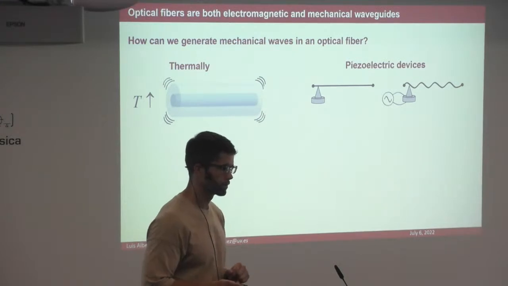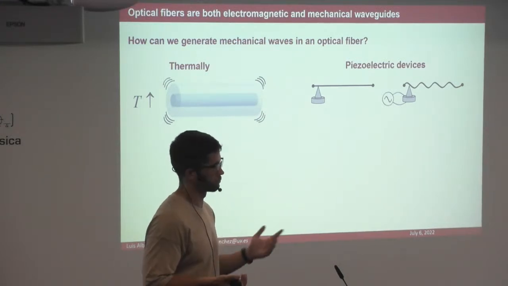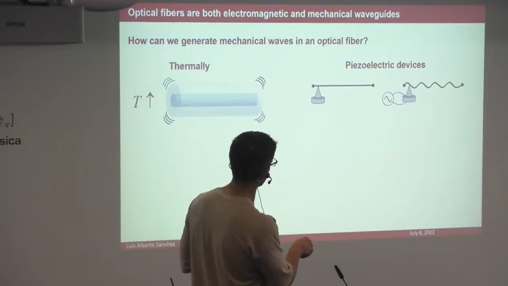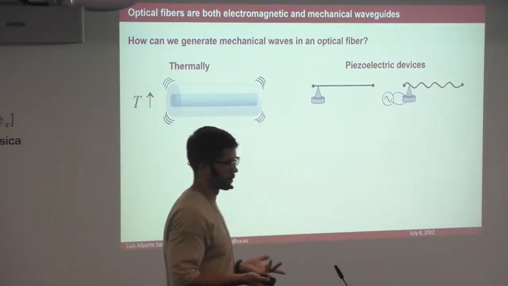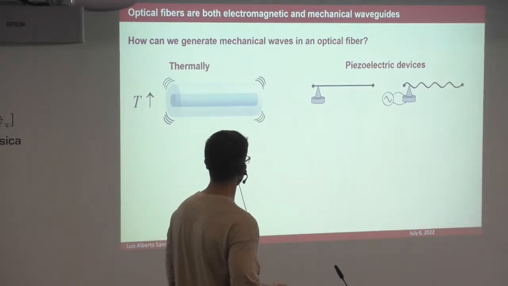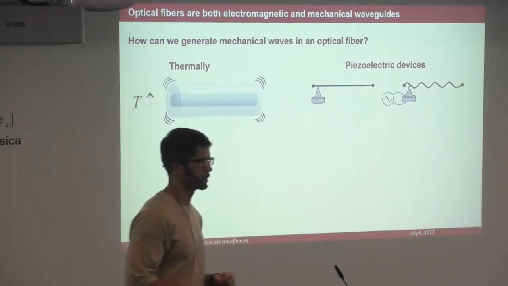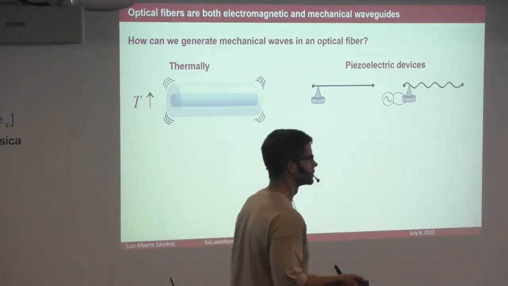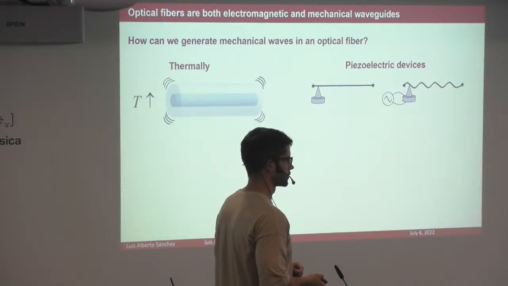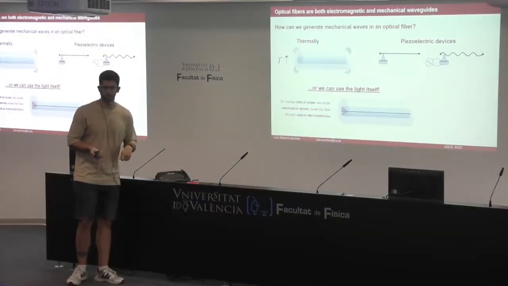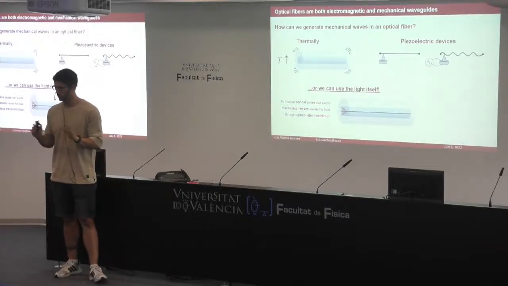Sound. I mean, mechanical waves are sound. This is a way of generating a mechanical wave with sound, because you're generating sound with this. Any ideas? Okay, we're talking about sound, about light. So, light. You can generate acoustic waves using just light.